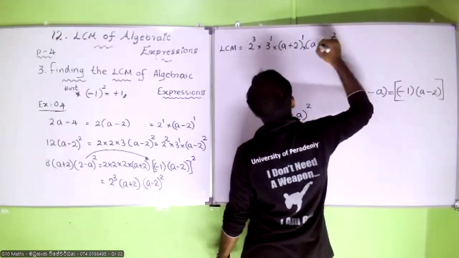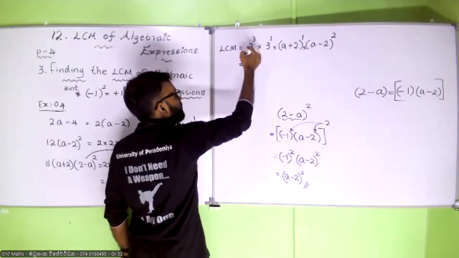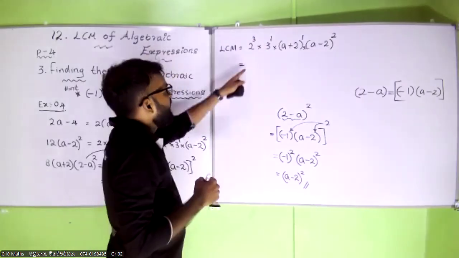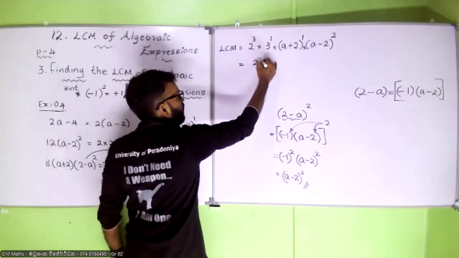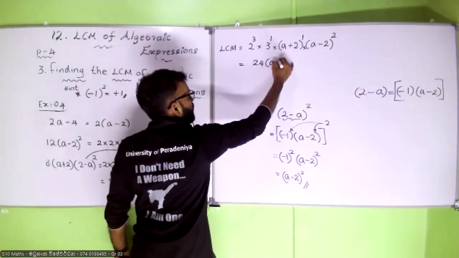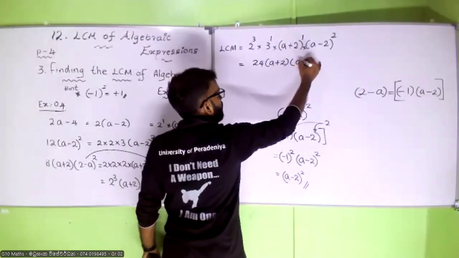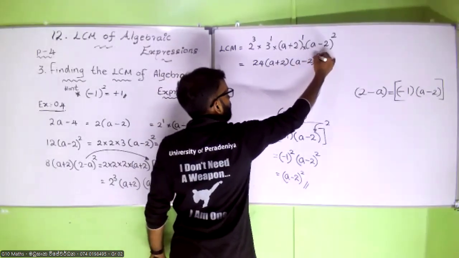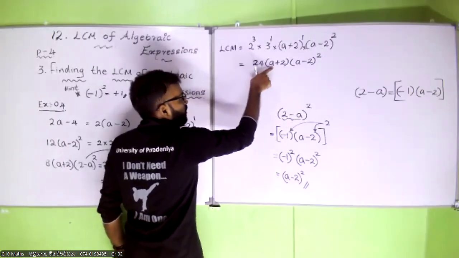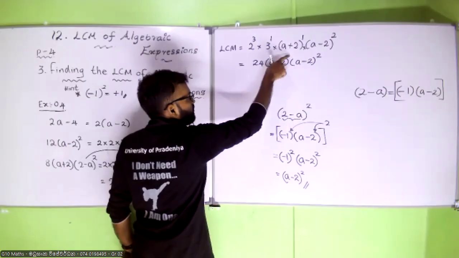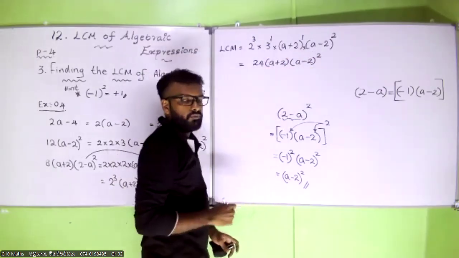Right? So very basically the LCM is 2 to the power 3, which means 8. 8 times 3 means 24. Right? 24 times a plus 2 times a minus 2 to the power 2. I mean, very beautiful, right? A numerical value, an algebraic expression with power 1, an algebraic expression with power 2. Very clear.